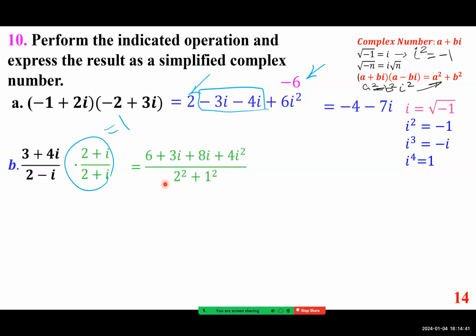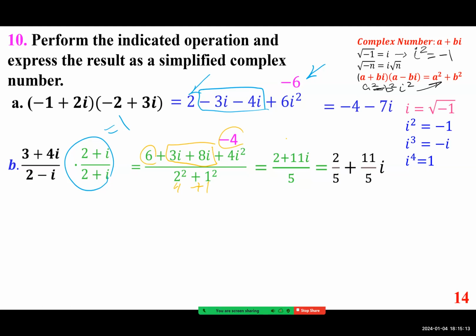So this changes to -4. Again, we can add up the real parts. We get 6 and -4, 2. The imaginary parts, 11i. The denominator, 4 plus 1 is 5.